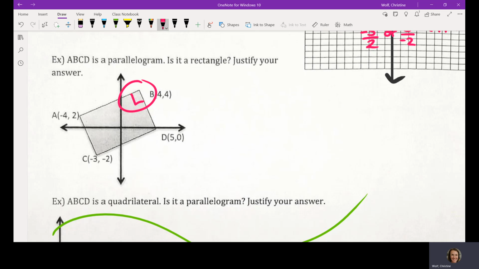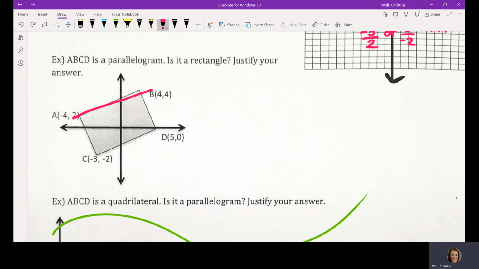We've been talking about perpendicular lines. What does it mean when 2 lines are perpendicular? They form a 90-degree angle. So if we can show that this line right here and this line right there are perpendicular, we know they've created a 90-degree angle. We know it's a rectangle. How do I determine if those two lines are perpendicular? I find their slopes, and they better be opposite reciprocals.